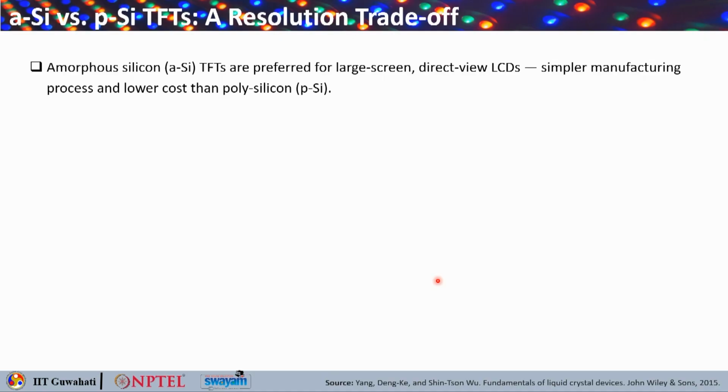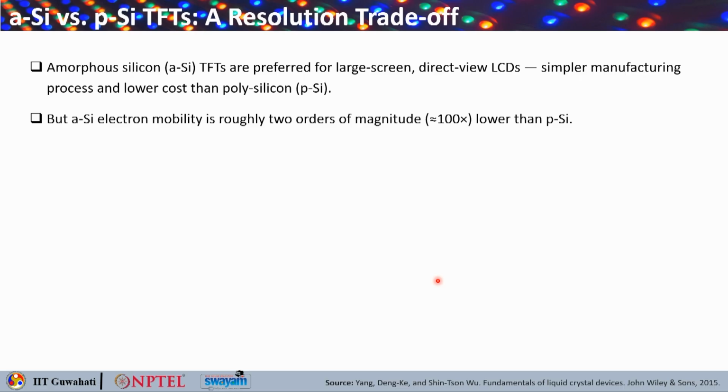Now we have also seen that amorphous silicon TFTs are preferred for large screen direct view LCDs, because they have a simpler manufacturing process, which is good, and lower cost as compared to the polysilicon ones. So let us look into the comparison between the two in this particular aspect. Another important parameter is that amorphous silicon's electron mobility is roughly 2 orders of magnitude lower than that of polysilicon. That means 100 times lower than that of polysilicon.